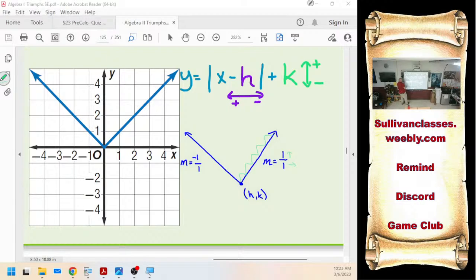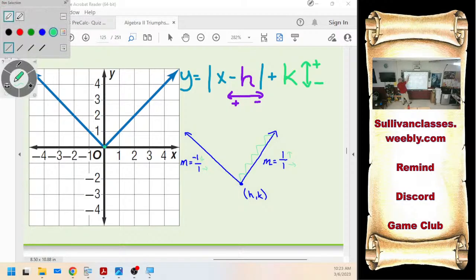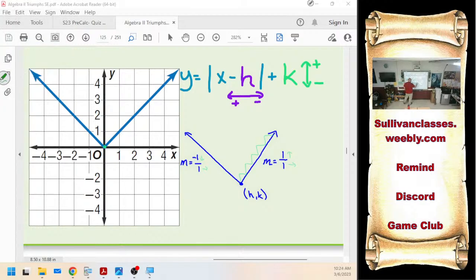On the left-hand side, normally I would go down 1, right 1, but I'm starting right here, so I'm going to have to reverse my flow. This is why I spend so much time pounding on that, is we're going to call it up and left. Left 1, up 1, left 1, up 1, left 1, up 1. You see those slopes of 1 and negative 1.